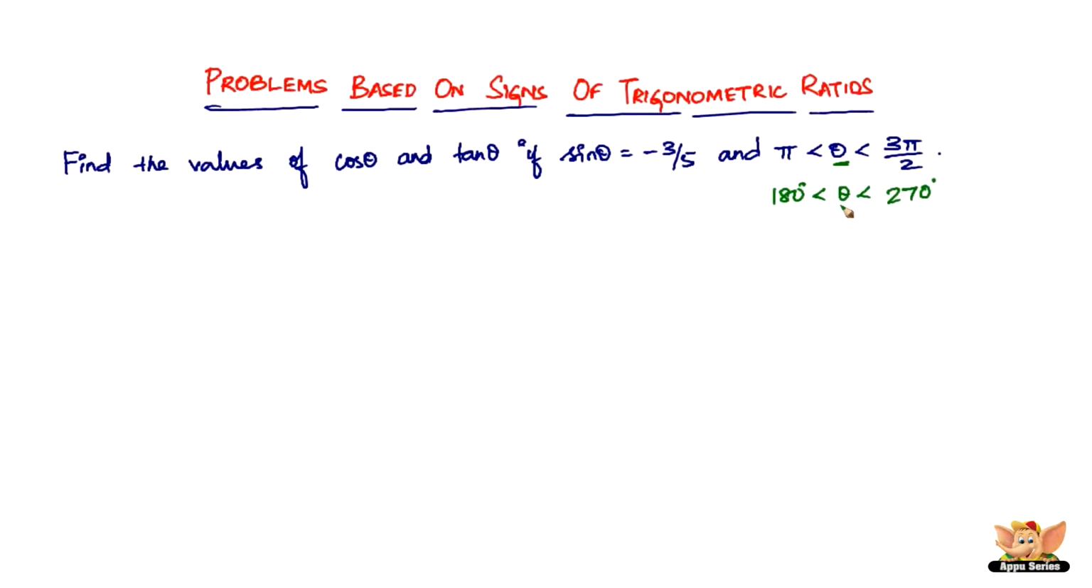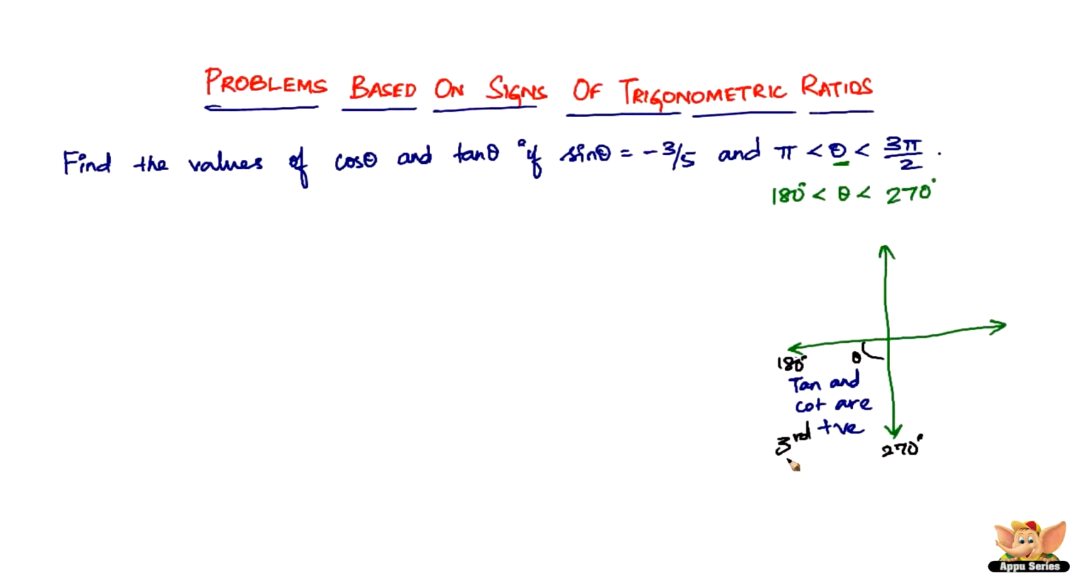All right, so here we've got the data. What does it say? It says where exactly theta lies. If you draw the quadrants and see where theta lies, it lies between 180 degrees and 270 degrees. So theta lies here, which means it lies in the third quadrant. Here tan and cot are positive. So it lies in the third quadrant.